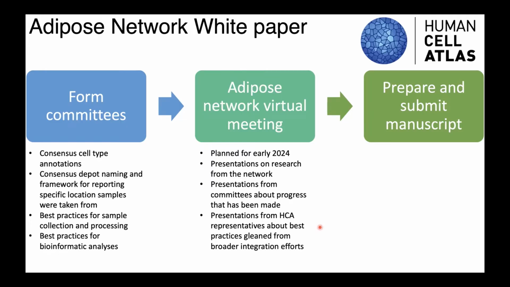Some of the other atlases, specifically the lung and the brain, are a bit farther along in their creation of atlases. So we'd really like to learn from them and what struggles they've had to go through in doing this large-scale integration and consensus cell type annotation, so we can learn from their experience. And then, of course, we want to write a manuscript on the subject that hopefully will help make practices in adipose tissue single cell and single nucleus more consistent.